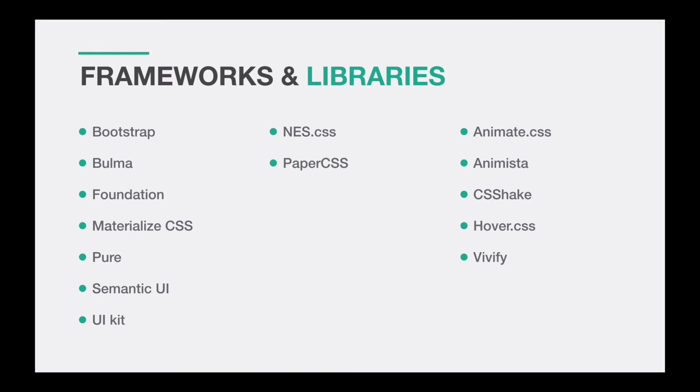All right, so here are some examples of CSS frameworks and libraries. On the left here is a list of frameworks. Now this is not at all an exhaustive list. There are so many, I couldn't even list them all. But here are some of the more popular ones. So we have Bootstrap, Bulma, Foundation, Materialize, CSS Pure, Semantic, and UI Kit.